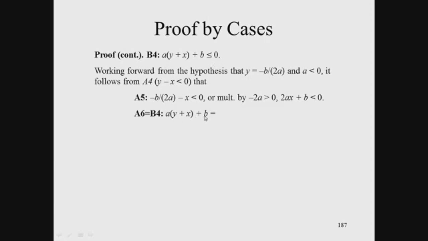So here's the left-hand side of B4. For y, let's put in minus b over 2a. And now let's just clean this up. And as before, let's put this over the common denominator of 2. So 2ax plus b, the whole thing divided by 2. But 2ax plus b is negative from A5, so when you divide it by 2, it's still negative. And that's exactly what I had to show up here in B4.